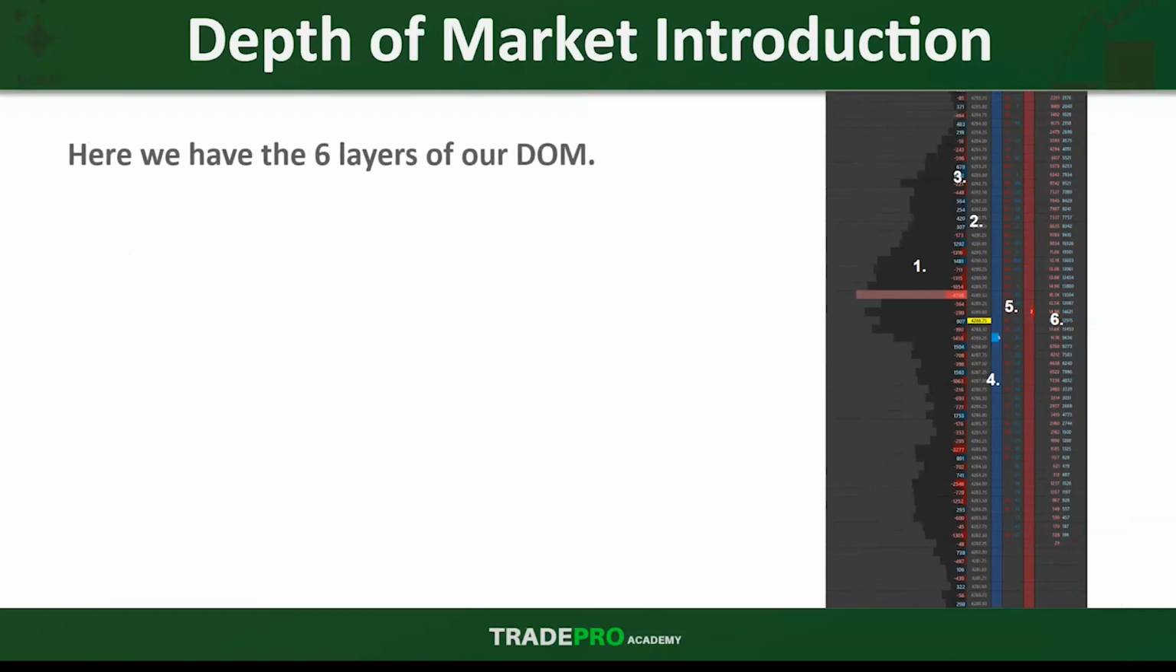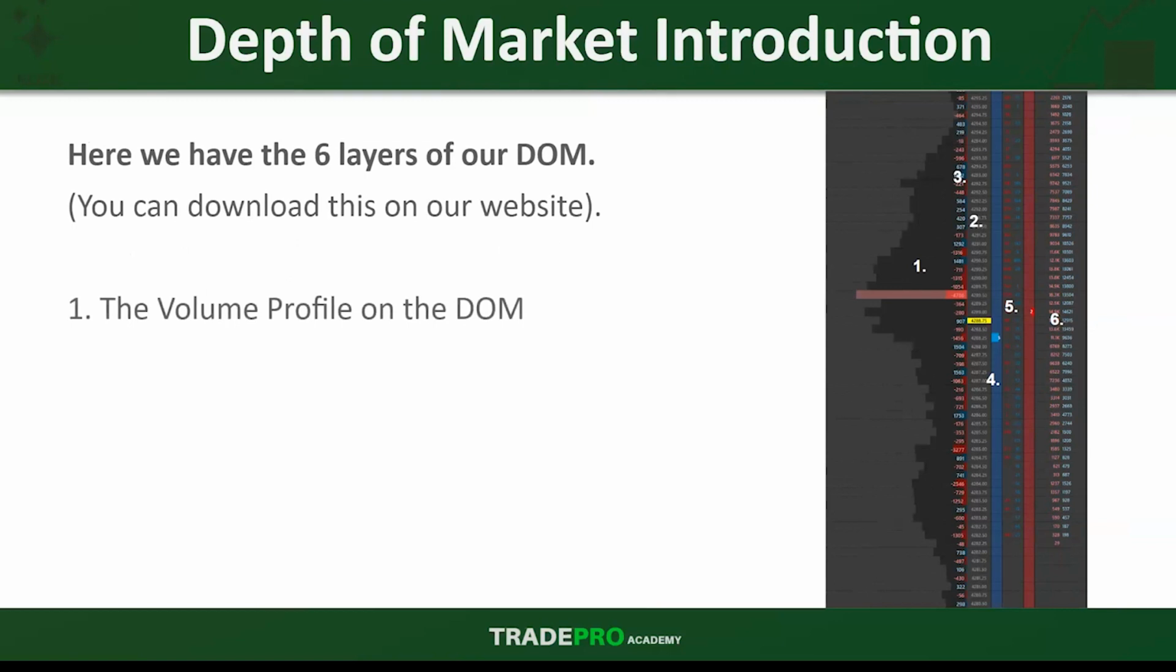So on our DOM, we have 6 layers. I'm going to talk you through these 6 layers, and we can start breaking them down individually before we group them together to get a better understanding of what it is exactly we're looking at. You can download it on our website, you can download it on Discord, whatever the case.